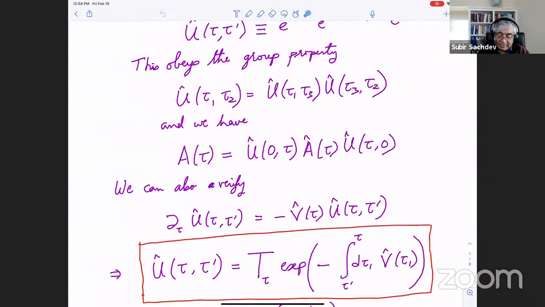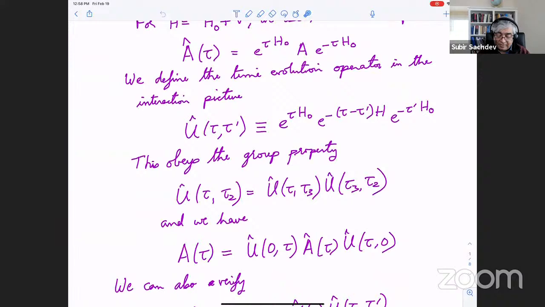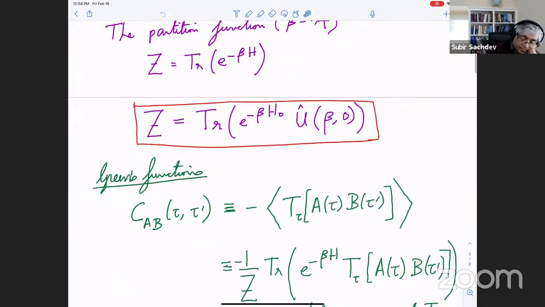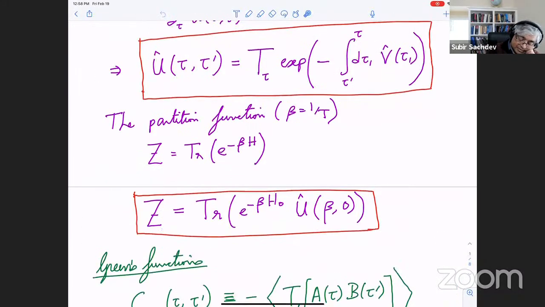So you just look at this expression here. You can put tau prime equal to zero, and then you want to cancel this term out. And then you get e to the minus beta H, where tau is equal to beta. So the partition function is the average value of the time evolution operator from time zero to beta. Okay, so that's another very useful picture we're going to have.